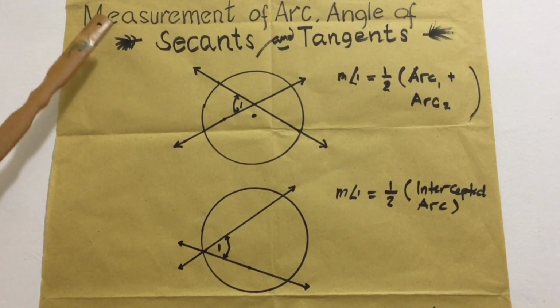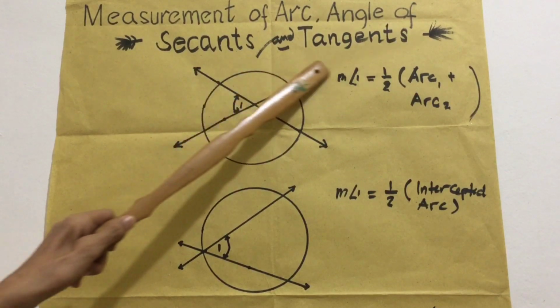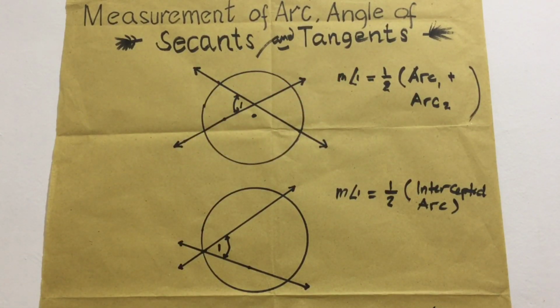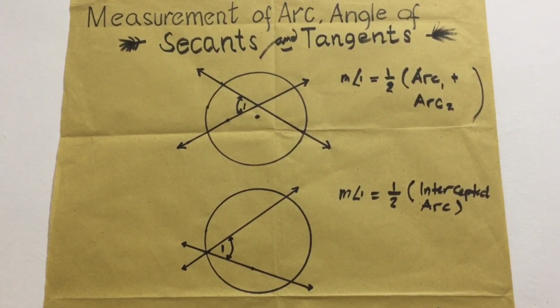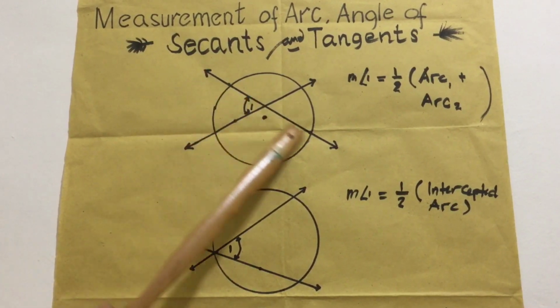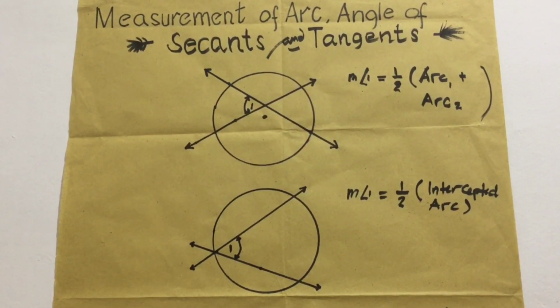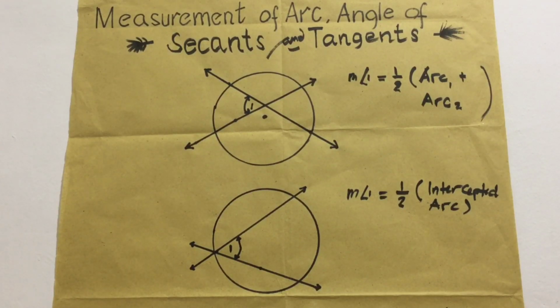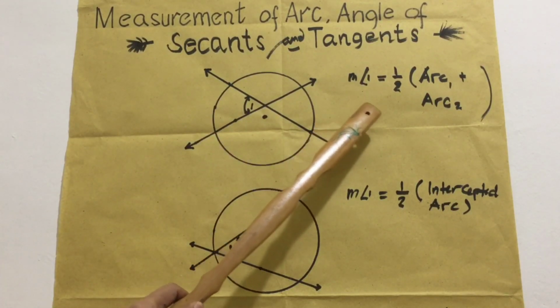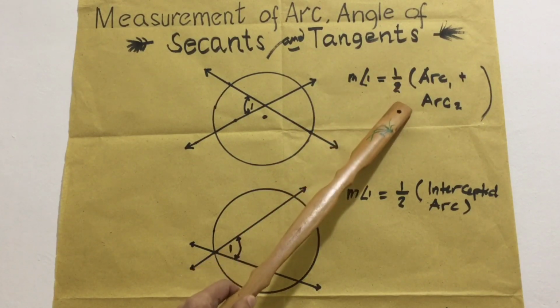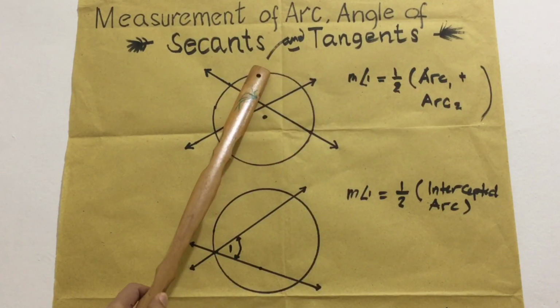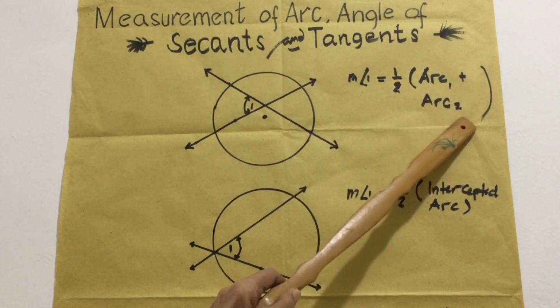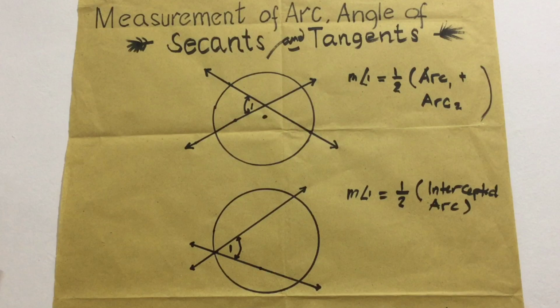Today our topic is about measurement of arcs and angles of secants and tangents. First, we have to observe the given circle and lines. We have secant lines intersecting each other, and an angle forms inside the circle, this angle 1. To get the measure of angle 1, we use the formula: measure of angle 1 equals 1/2 of arc 1, which is the big arc, plus arc 2, which is the small arc, this one.